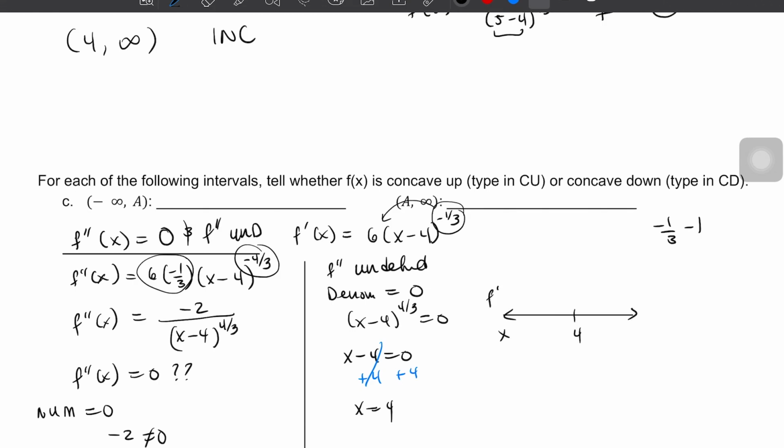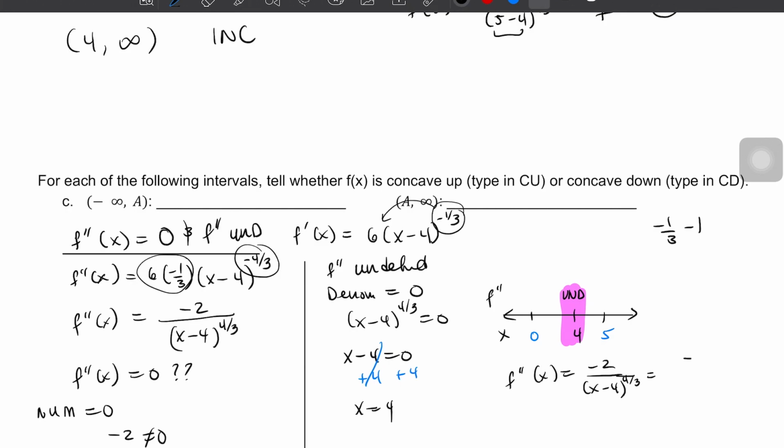So we need to test both sides. We already know what happens at 4 for the second derivative. This is going to be undefined. So we need to plug in a number on both sides of the equation. So this will be 0 and 5. Let's plug that into the second derivative. The second derivative is given to be negative 2 over x minus 4 to the 4/3.